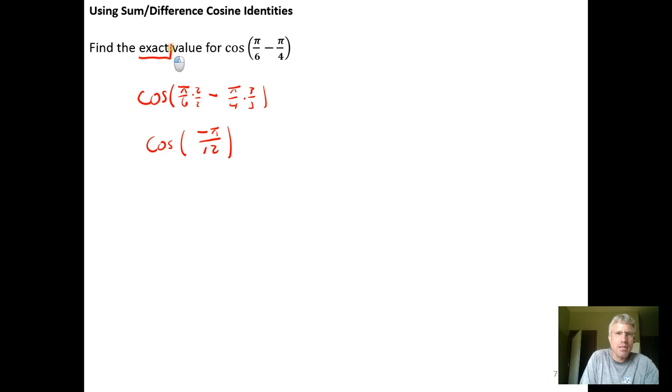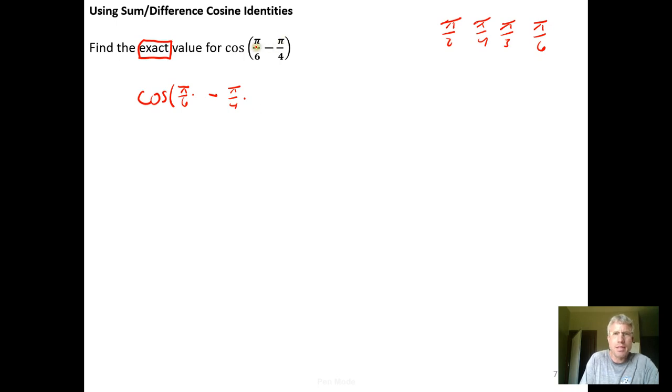And if we're after the exact value, the issue is that the denominator of 12 doesn't correspond to any of the denominators that we have for our special angles. Our special angles have denominators like 2, 4, 3, 6. We wouldn't be able to get the exact value from what we have here because it doesn't correspond to a special angle. So writing the angle as the sum or difference of two special angles allows us to use the difference identity for cosine to get the exact answer.